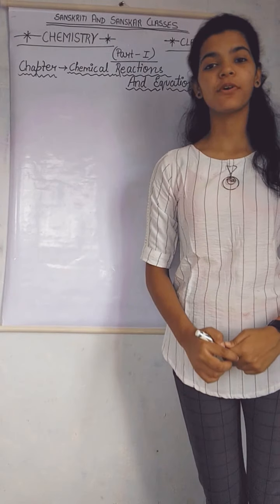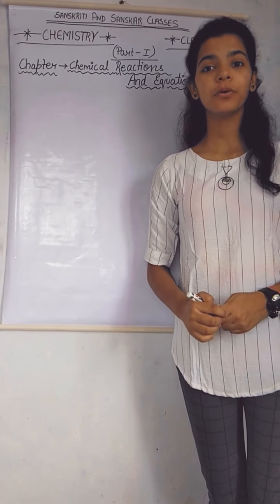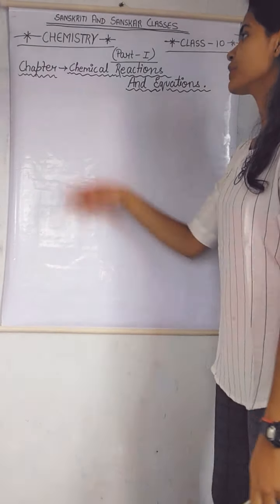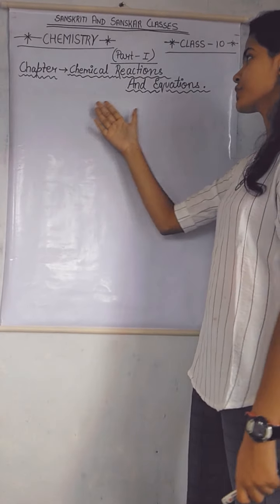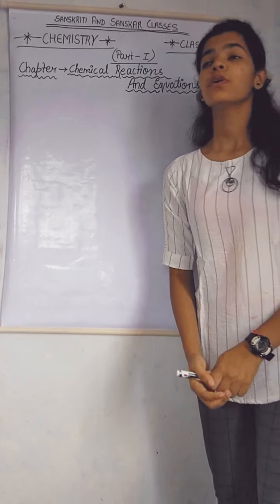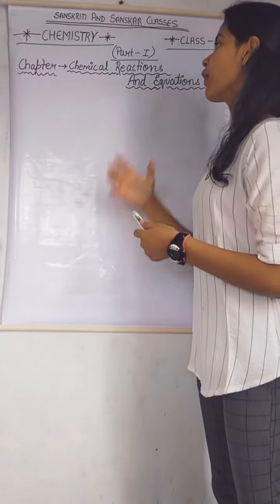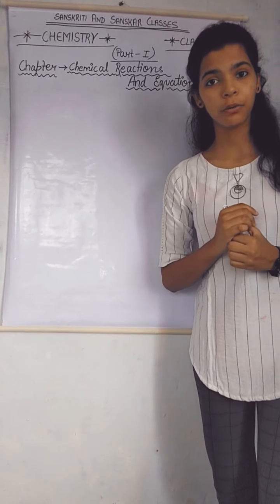This video is for class 10 CBSE board. In our science book NCERT, our first chapter is chemical reactions and equations. So for understanding this topic, we should know the meaning of chemical reactions and equations.